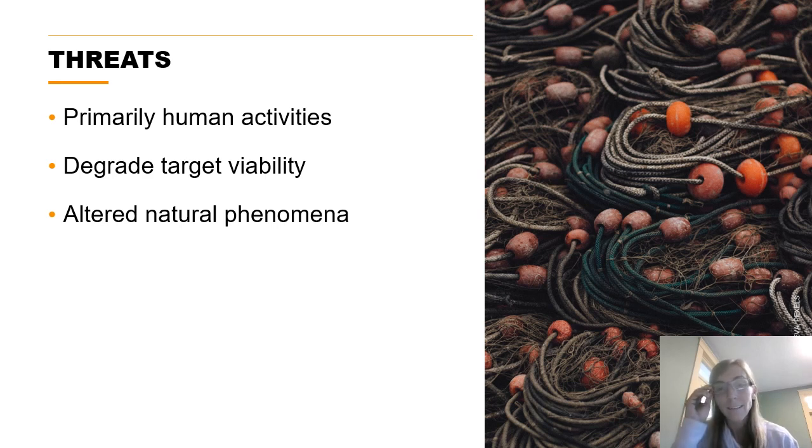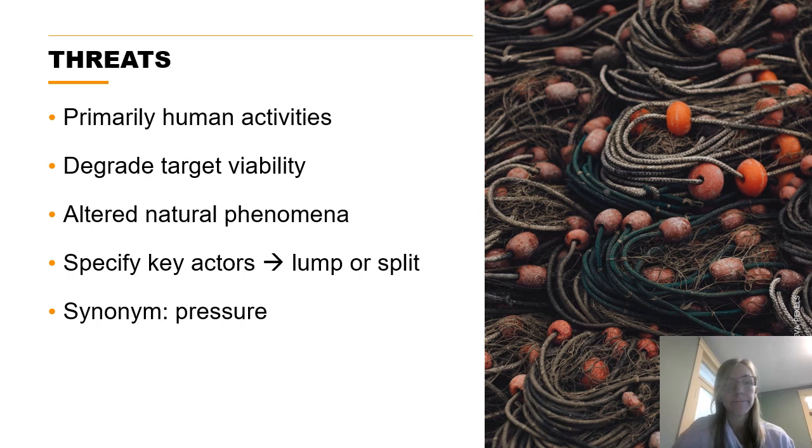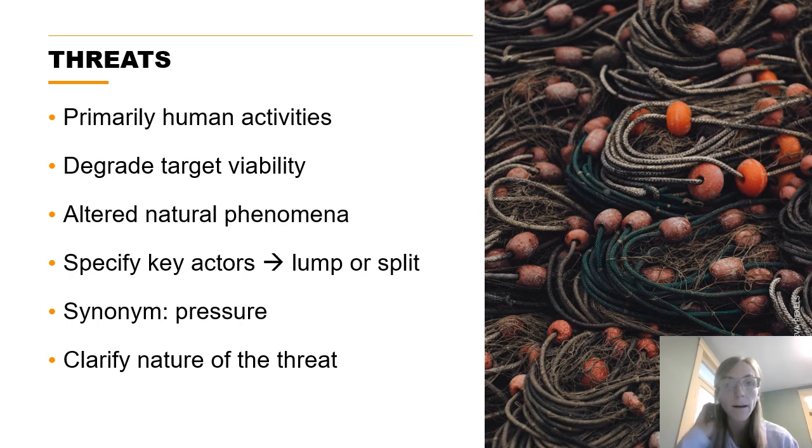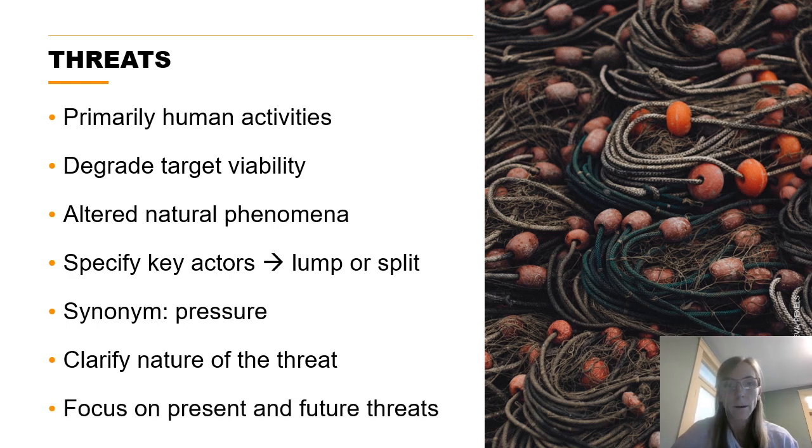So in identifying threats, it's important to specify who the key actors are, who is imposing those threats, and being explicit about those actors can really help the team think about how to analyze the threat and a strategy. Sometimes the team may want to lump or split some of the threats depending on whether the actors are the same or not. And it can be important to clarify the nature of the threat or the degree of the threat. And it might also be important to focus on present and future threats.